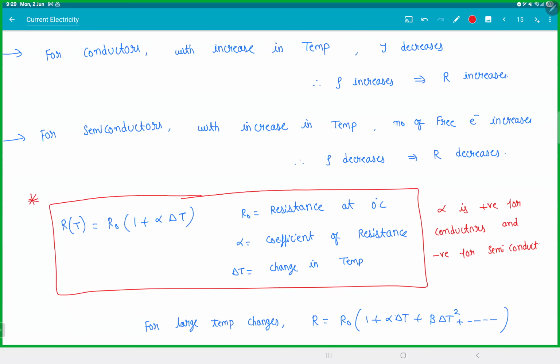That was a CET question. They said there are two materials, copper and carbon. What is alpha? So options were positive, positive; positive, negative; negative, positive; negative, negative. Easy question, but they do ask in CET. Clear with this?